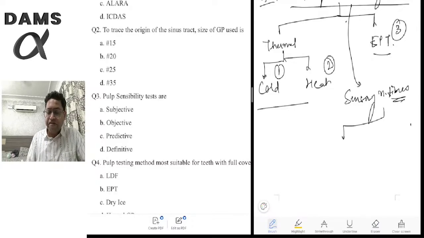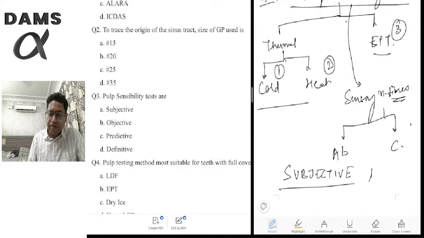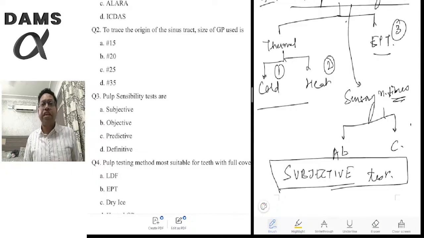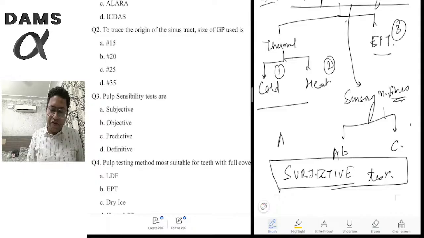And two types of sensory nerve fibers are present in the pulp, A delta and C nerve fibers. So whenever we apply some stimulus, whether heat, cold or electric current, we wait for symptoms or response from the patient. The patient says that I am feeling pain, we record it as pain. The patient does not report any pain, we do not record it as pain. So they are all subjective tests. They rely upon sensation from the patient. If the patient does not report any sensation, we cannot document the findings. So option A would be the answer.